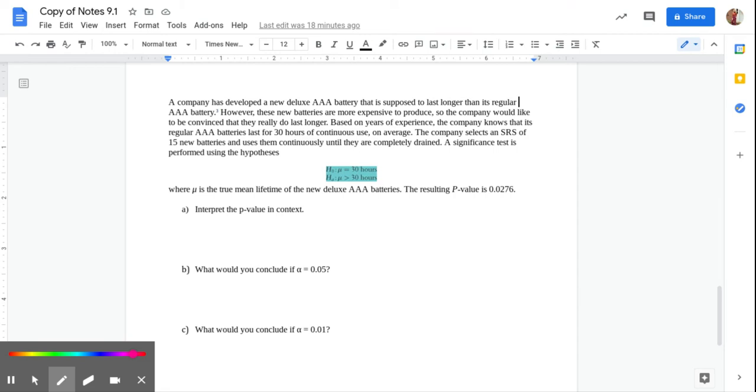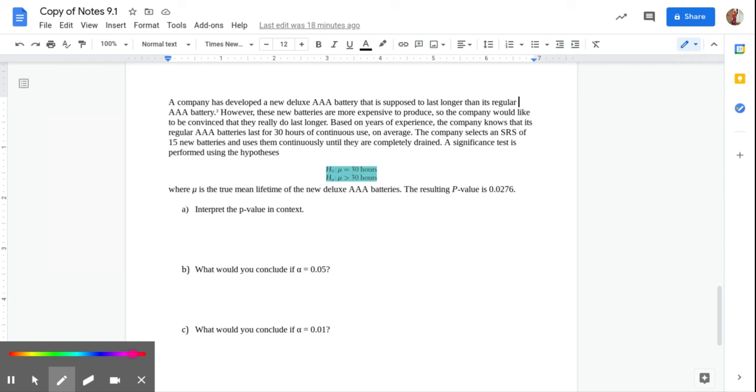So our null is mu equal to 30 hours. Our alternative is mu greater than 30. So remember, we want to find evidence for our alternative, and that's saying that they would last longer than the 30 hours. Okay, so where mu is the true mean lifetime of the new deluxe AAA batteries, they give us our p-value. So they ran a test, and the p-value, the probability that we get, is 0.0276.